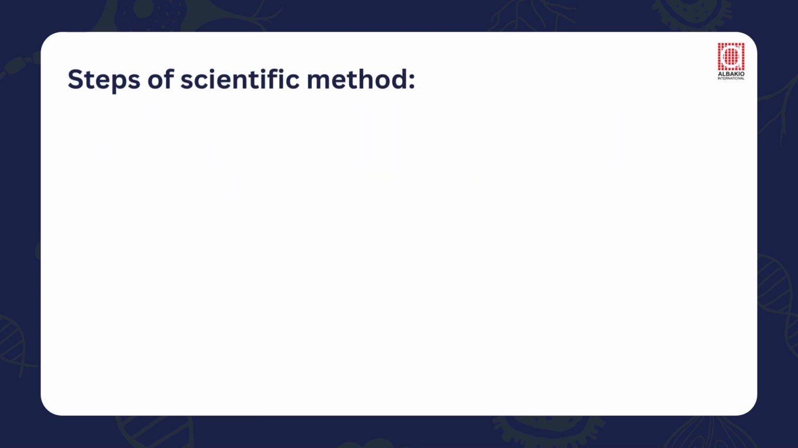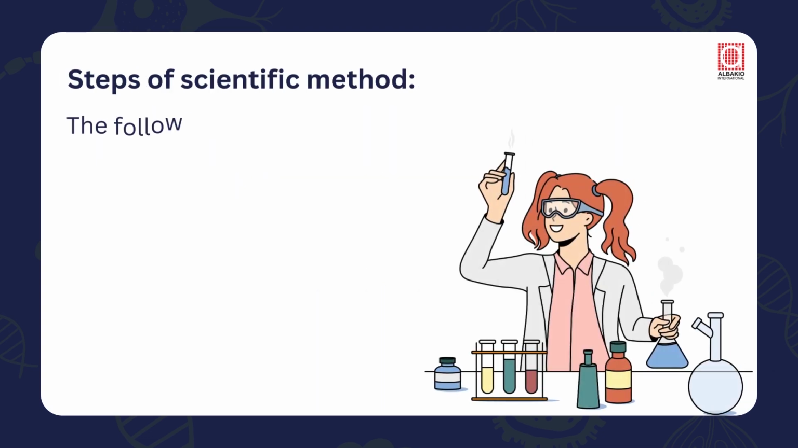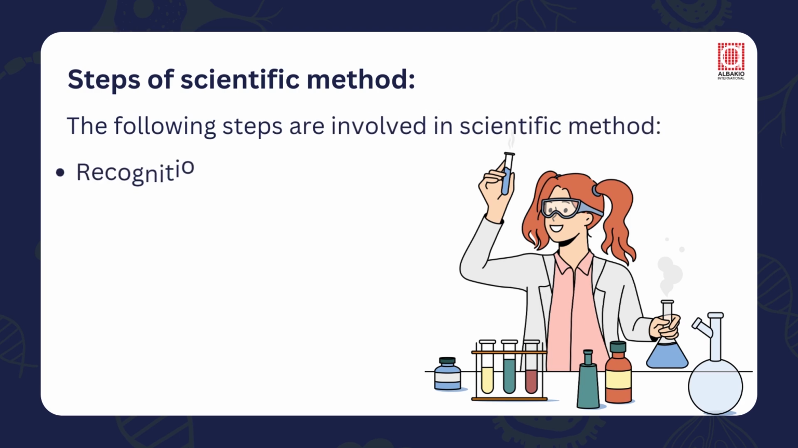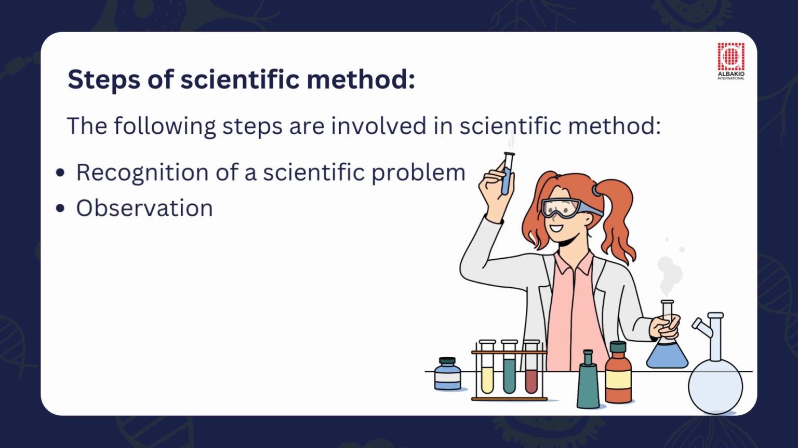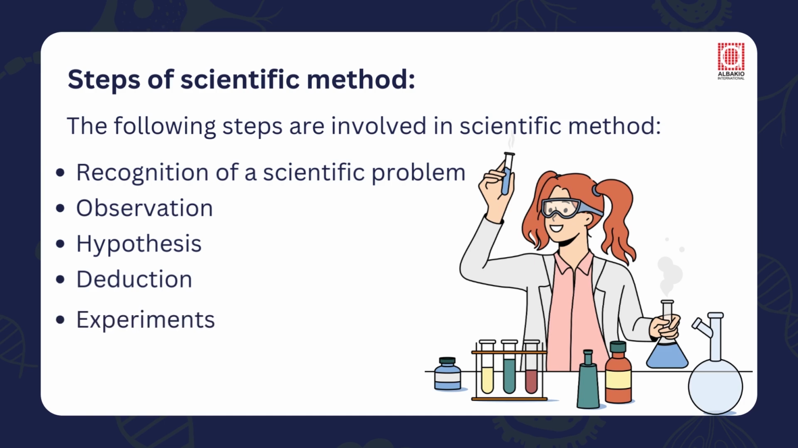Steps of scientific method. The following steps are involved in scientific method. Recognition of a scientific problem, observation, hypothesis, deduction, experiments, and results.